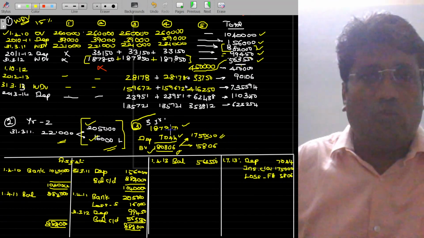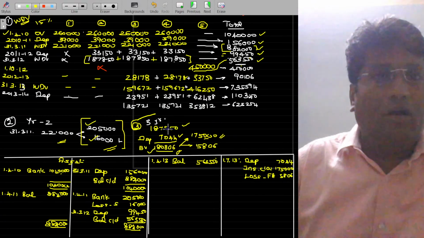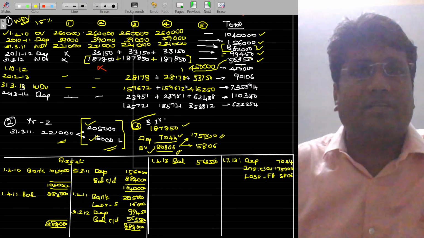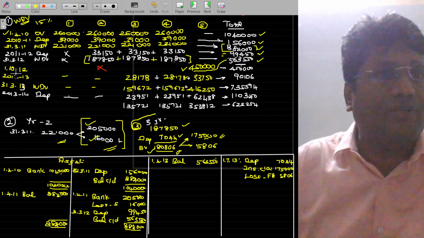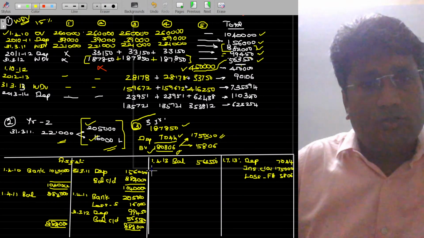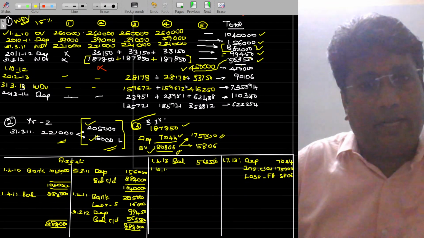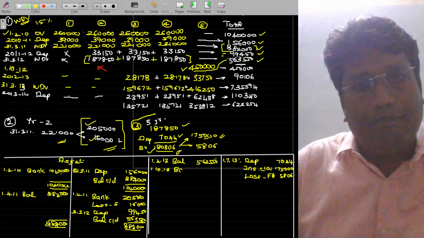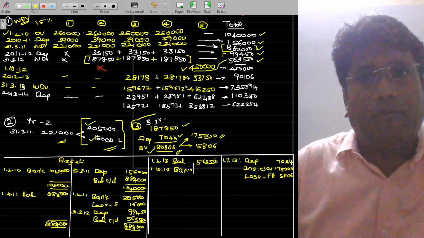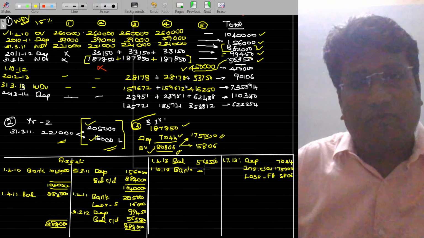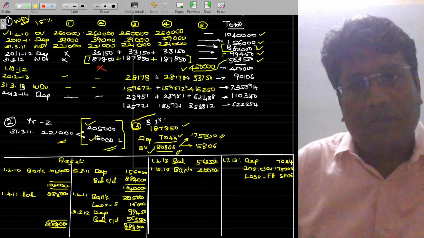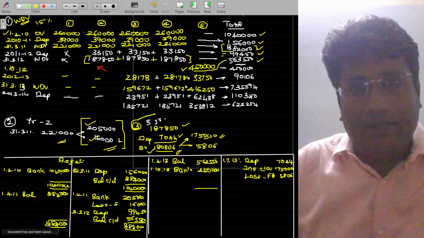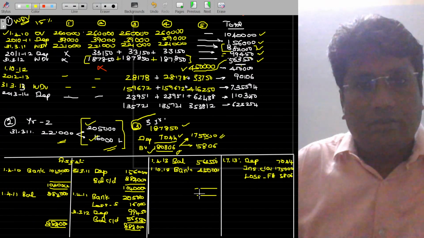And any more thing happen in the third year? Of course, in the third year we purchased one more asset for 4,50,000. The date of purchase being 1st October. So on 1st October 2013, bank, the value here being 4,50,000. Now we can tally this.